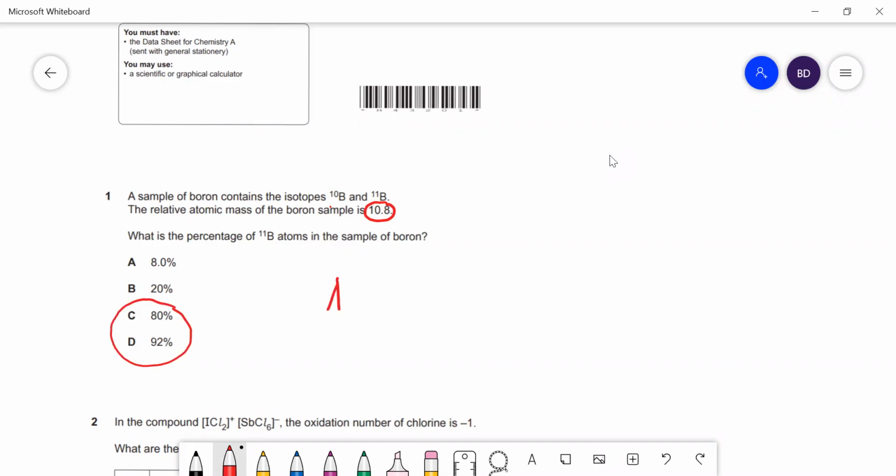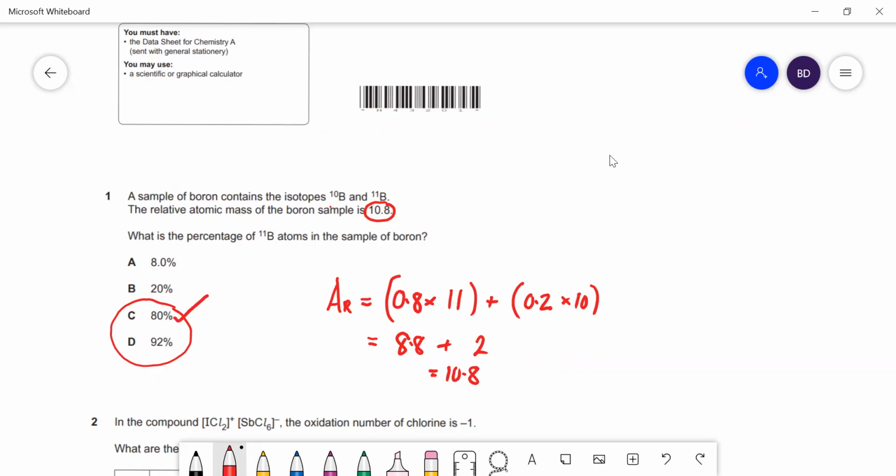So the relative atomic mass then is going to be 80 over 100. So that's 0.8 multiplied by the mass of that one, which is 11. And the abundance of the other one has got to be 20%, 20 over 100, so that's 0.2. And the mass of that one is 10. So 0.2 times 10. So we get 8.8 plus 2, 10.8. So yeah, the answer was C.